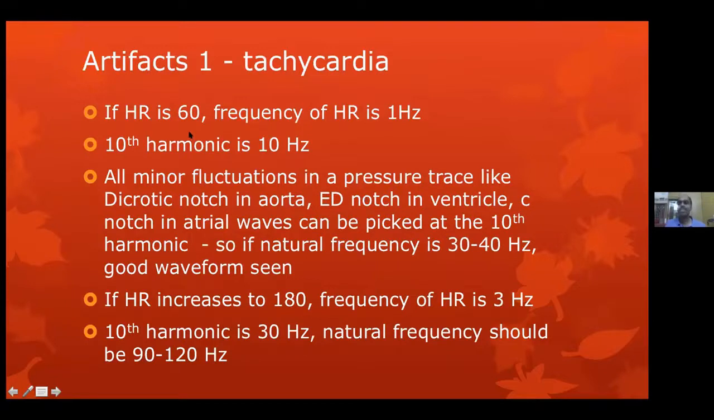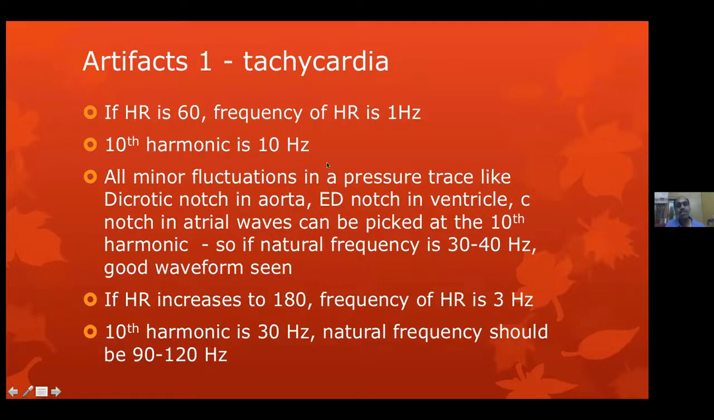So artifacts, what are the artifacts? Now comes the question that Anil was asking. Heart rate is 60, frequency of the heart rate is 1 Hertz, 10th harmonic is 10 Hertz. So if I am having a natural frequency of 30 to 40, I will be able to pick up all minor fluctuations in the pressure trace like dicrotic notch in aorta, end diastolic notch in ventricle, C notch of A waves, everything will be picked.